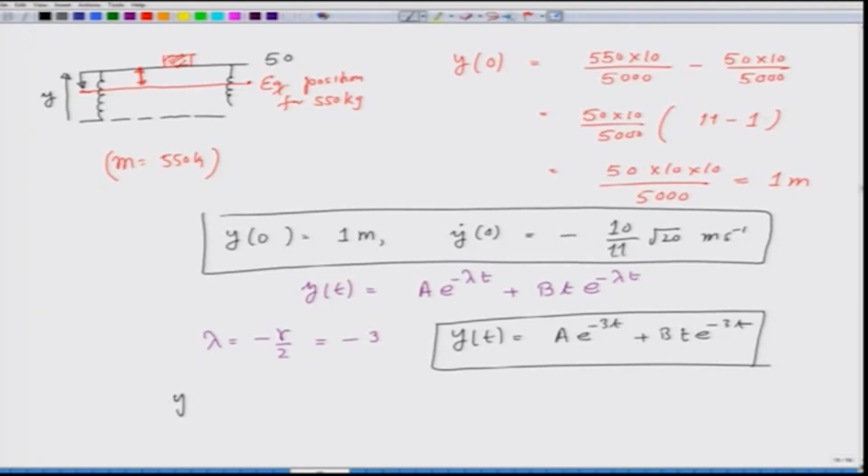So, y 0 is equal to 1, which is going to be equal to a, that is it, a. So, this gives me a is equal to 1, and y dot at 0 is going to be minus 3 a plus b, and the third term is going to be 0, and this is equal to minus 10 over 11 root 20, which comes out to be about minus 4.